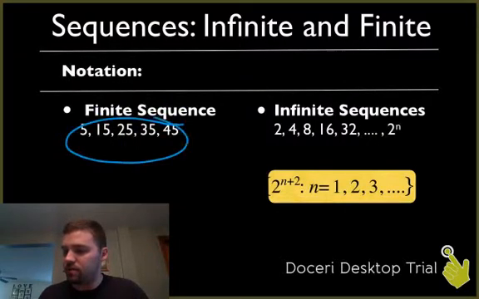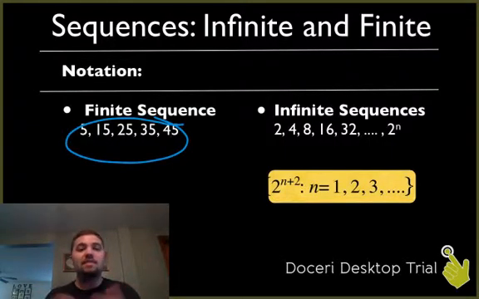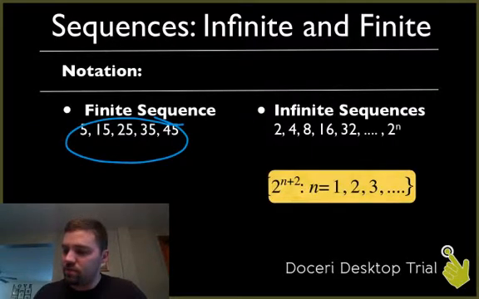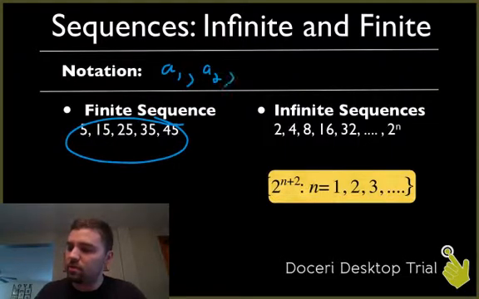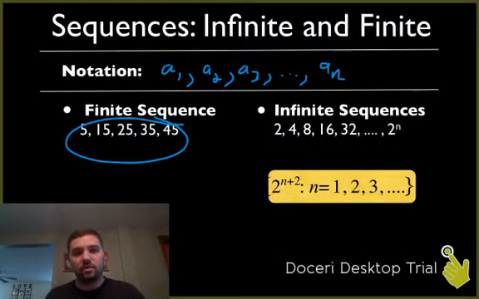A finite sequence, because it has a finite number of terms. It has 5 terms. An infinite sequence is a sequence that goes on forever. It has an infinite number of terms. A little bit of notation here. Sometimes we will list the terms in a sequence, a sub 1, a sub 2, a sub 3, and then we'll say dot dot dot down to a sub n, where a sub n is the last term. And each number in a sequence is called a term. So when we say terms, we're talking about the pieces of a sequence.